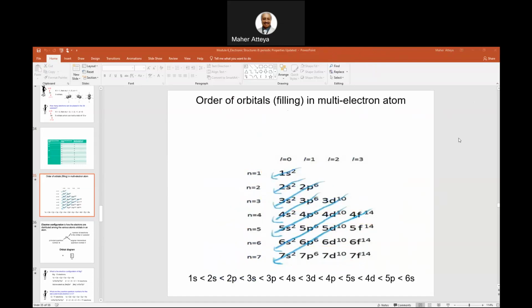So when I have to fill in those orbitals, I start with 1s. So start filling those with 1s, then 2s, 2p, 3s, 3p, 4s, because I'm going this way here.